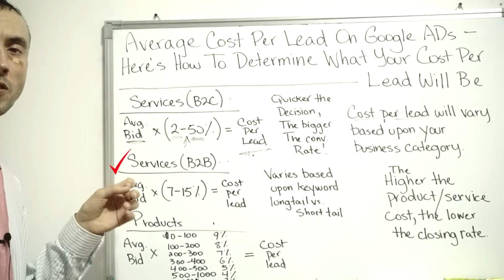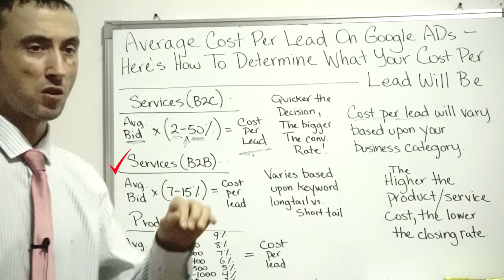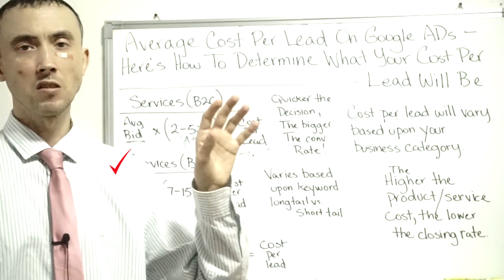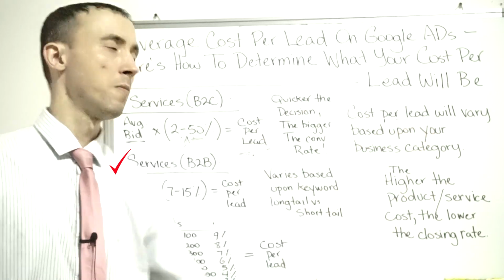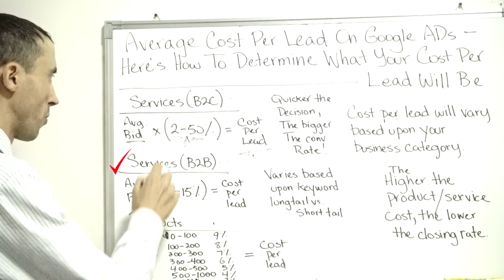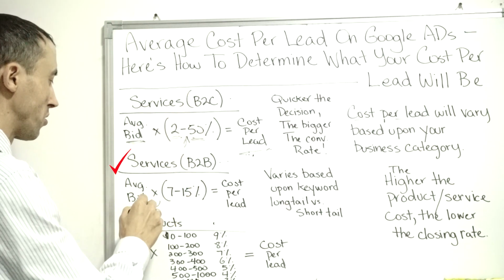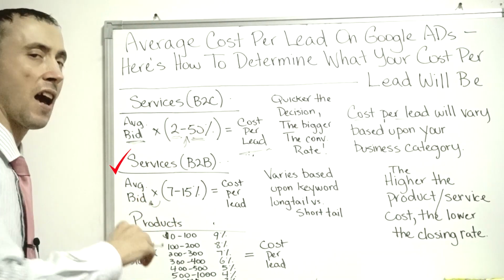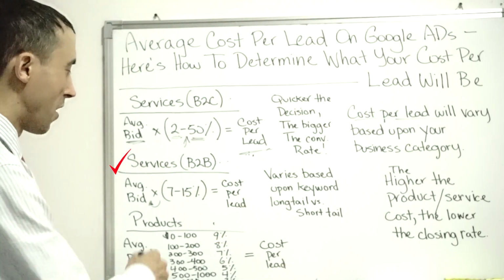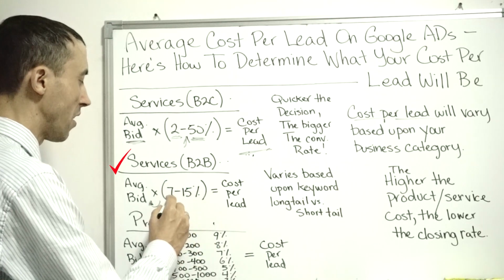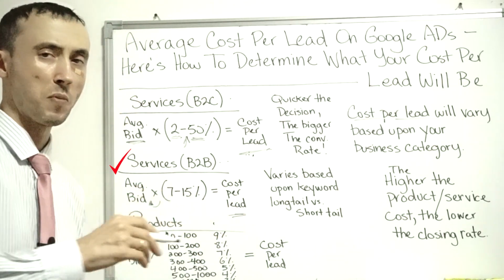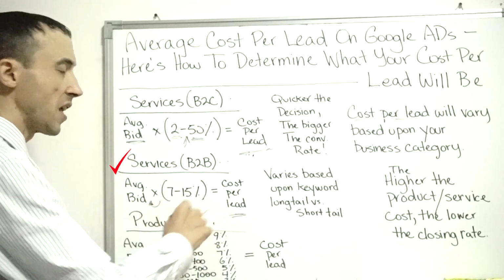Next, going into the services for if you're selling to businesses, whether you're selling digitizing services or outsourced CFO services or sales training services, whatever. In this particular situation, you're going to do the same thing as you did before with the services for individual consumers. You're going to take the average cost per click as it shows for your main keywords that you type into the Google keyword tool, and then times a conversion rate of 7 to 15% to get your average cost per lead of what you expect in that type of market.